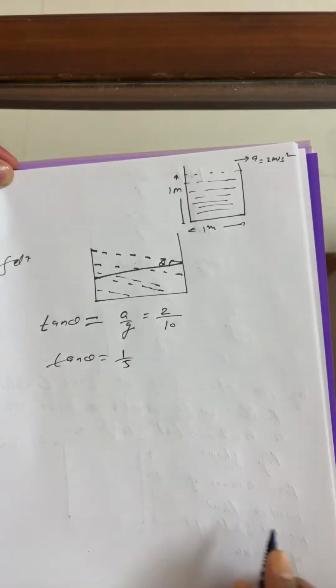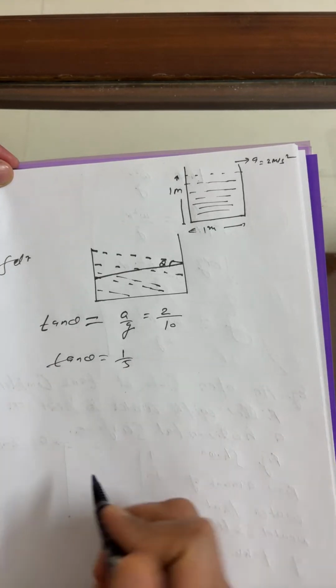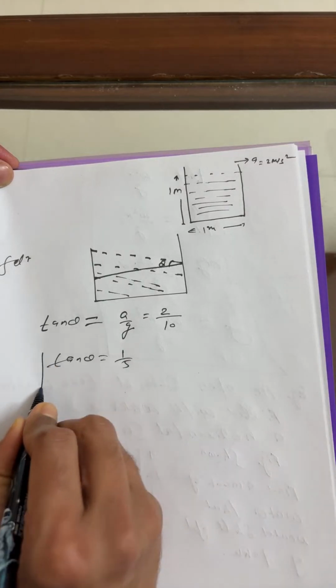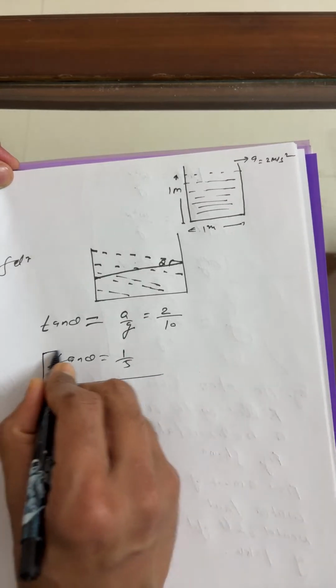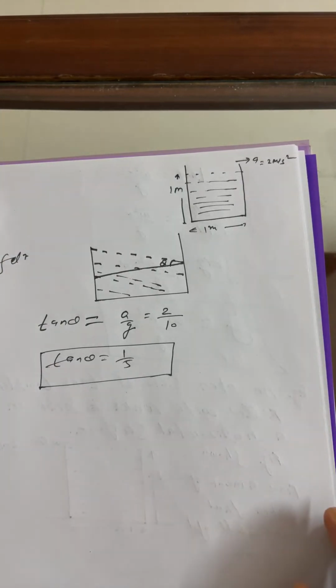Very good, Aryan Mishra. I'm happy to see you, beta. Very good, Aryan. Tan theta is a by g, very good. Aryan, when did you join, beta?